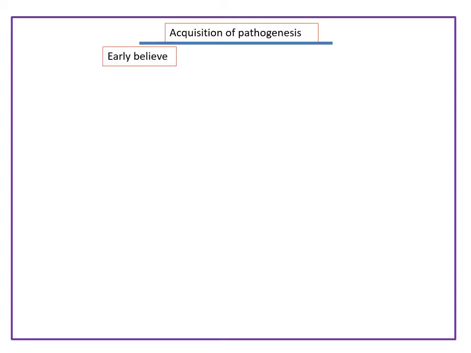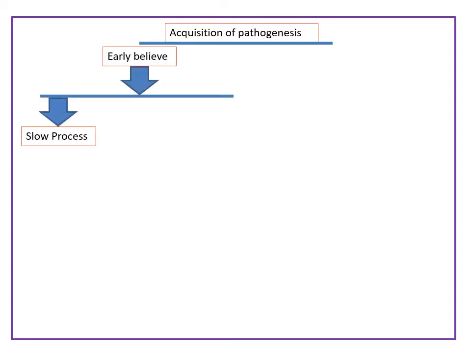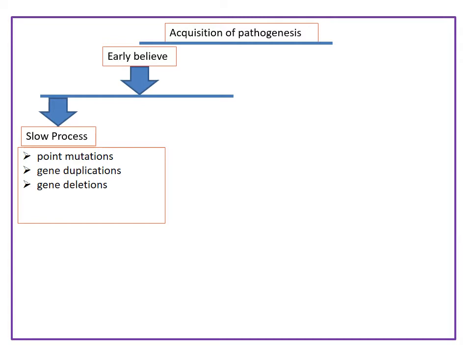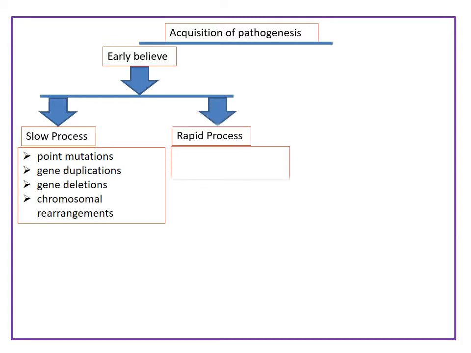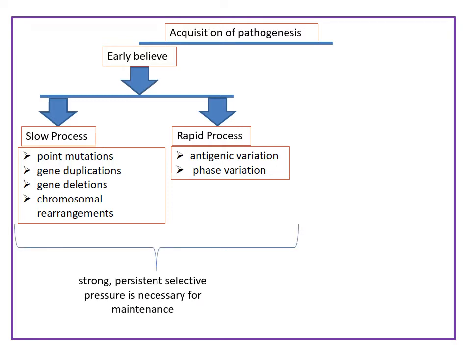Earlier, it was believed that microbes' virulence properties would arise by slow processes involving point mutations, gene duplications, gene deletions, or chromosomal rearrangements, and rapid processes involving antigenic variations due to recombination events or phase variation due to changes in expression of defined genes. It was also believed that in order to maintain or amplify these mutations, it was necessary to have a strong, persistent selective pressure which could be applied only by specific exposure to the host environment.